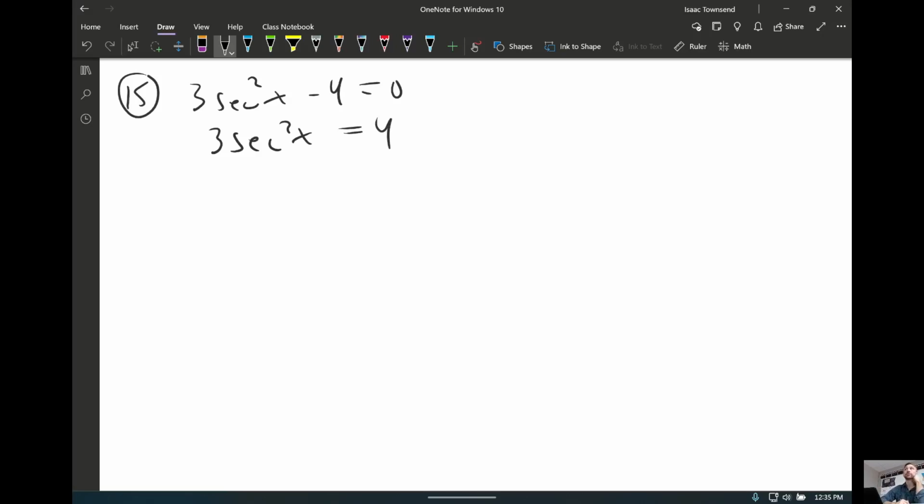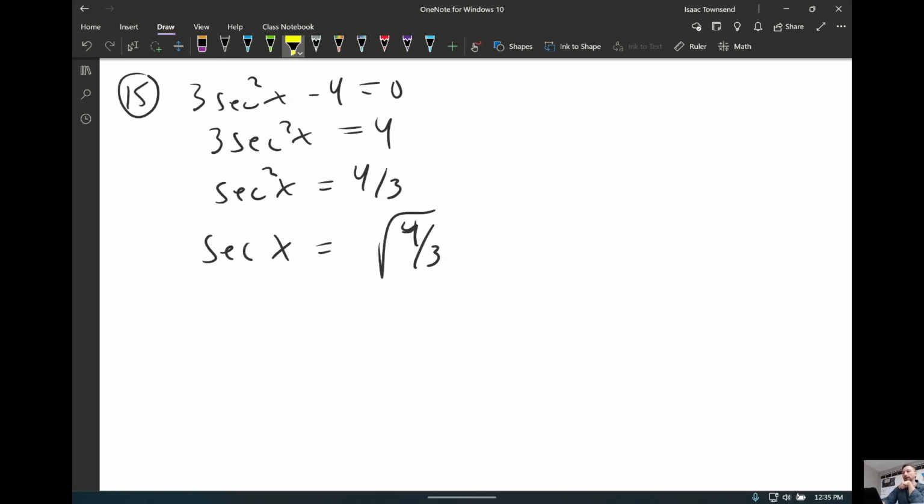Undo the minus 4 with the plus 4. Undo a times 3 with the divide by 3. Undo a square with the square root. I'm going to highlight plus or minus, because I took the square root of both sides, so I have to have plus or minus. This doesn't look familiar to me for a couple of reasons. So before I can start to think about unit circle, I have to clean this up a little bit.